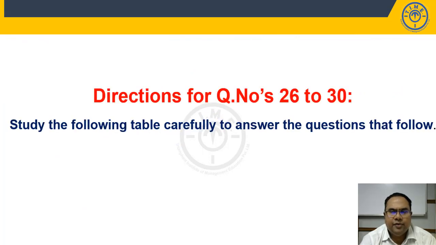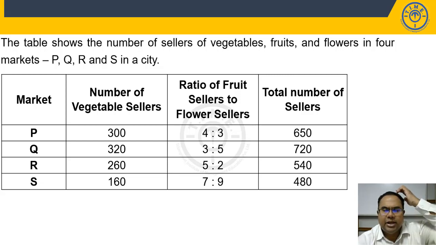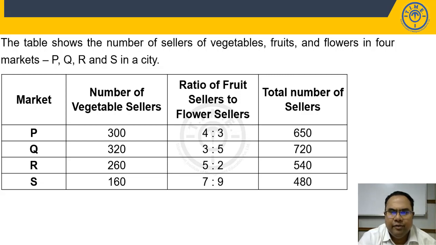Right. Directions for question number 26 to 30. Study the following table carefully to answer the questions that follow. Here in the table you can see we have total number of sellers of vegetables, fruits and flowers. The first column gives PQRS market, vegetable sellers, the ratio of fruit sellers to flower sellers. So we have vegetable sellers, fruit sellers and flower sellers. We have total number of sellers also.